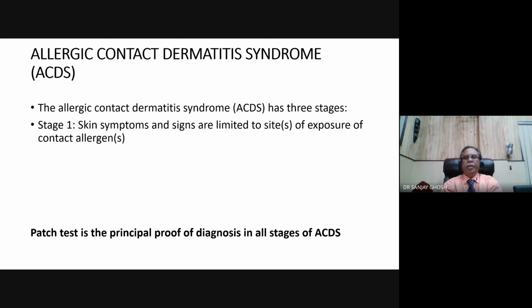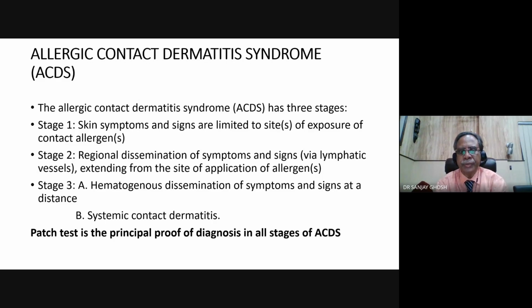Now this is very important. People have to understand this. It has been developed by the American Contact Dermatitis Group. It's actually a major concept to encompass in the umbrella of allergic contact dermatitis. Allergic contact dermatitis has 3 stages. The first one is where the symptoms and signs are limited to the particular area of exposure. That is the normal contact dermatitis. Doctors or dermatologists diagnose these cases as contact dermatitis. But we have to think beyond that, and that is usually not diagnosed or underdiagnosed.